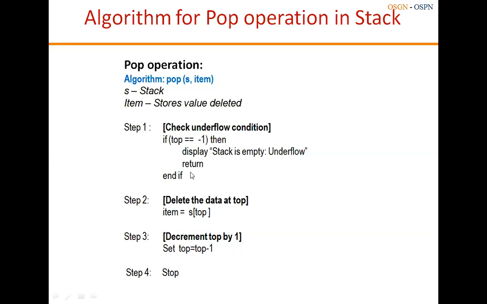And if the stack is not empty, that means the condition is not satisfied, then you come here and delete the data item from the top. So item equals S[top]. You take this top element of this array, this stack, and store it in this variable item. Then you decrement the value of top. So set top equals top minus 1 and then stop. So this is the pop algorithm for the stack.